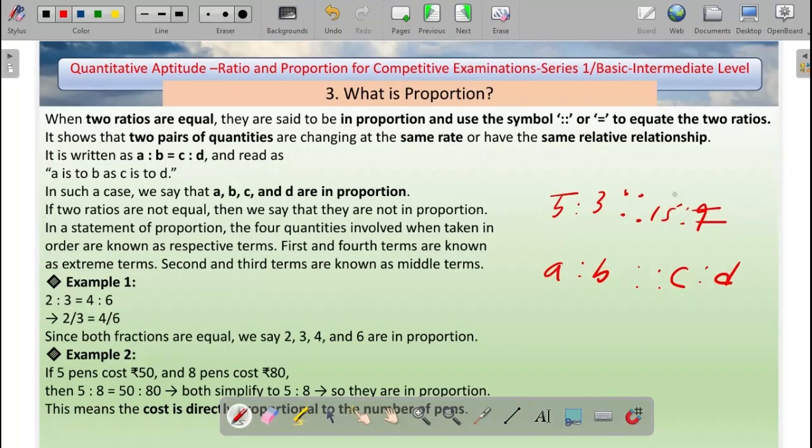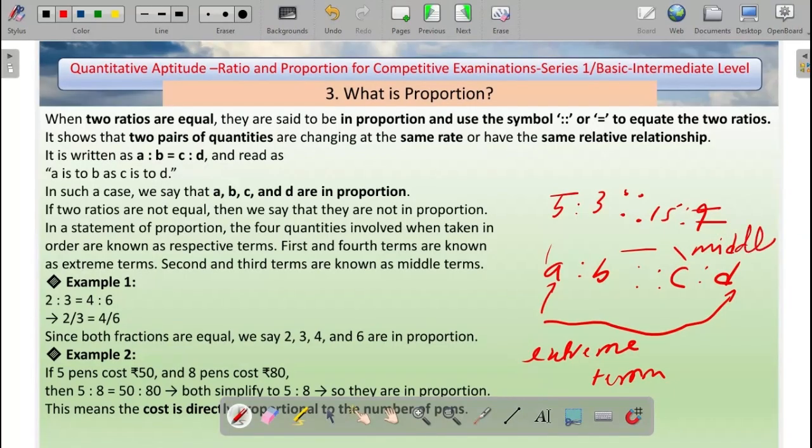In a statement of proportion, the four quantities involved when taken in order are known as respective terms. The first and fourth terms, in this case say A and D, are called extreme terms. A and D. And B and C are called middle terms. This is called middle terms, B and C. A and D will be called extreme terms.